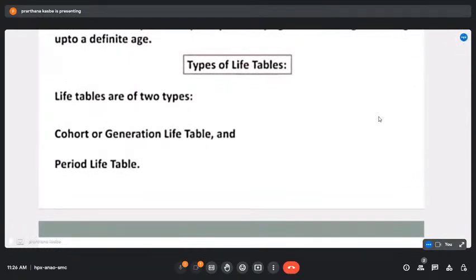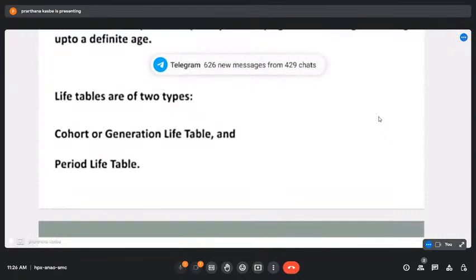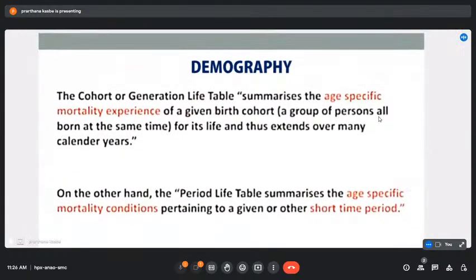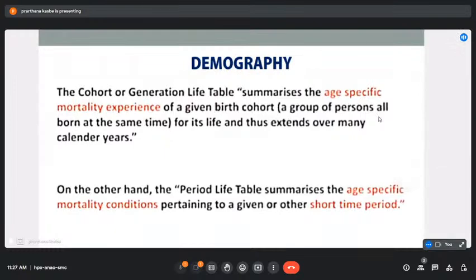Life tables are of two types: the cohort or generation life table, and the period life table. The first one is the cohort or generation life table. It summarizes the age-specific mortality experience of a given birth cohort. It means a group of persons all born at the same time.